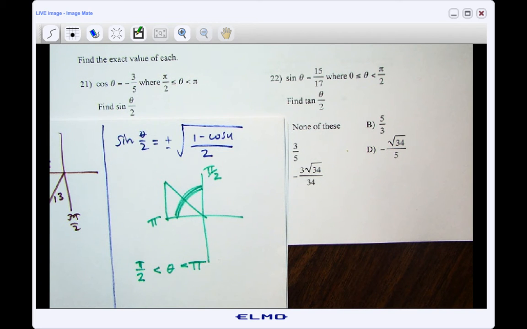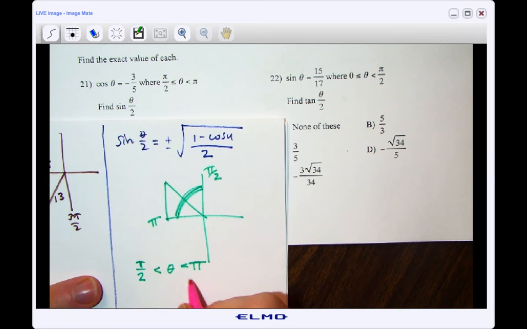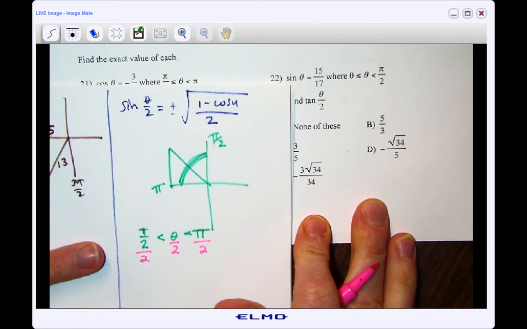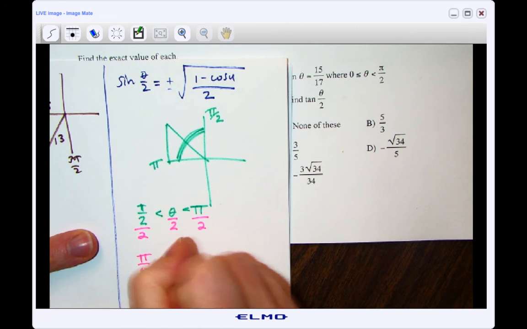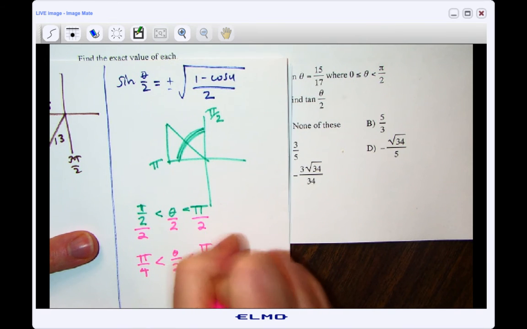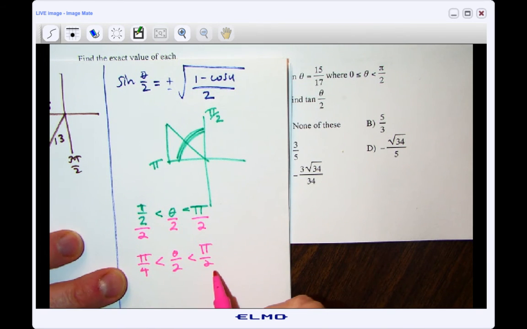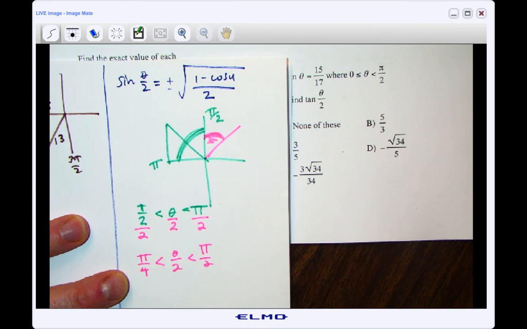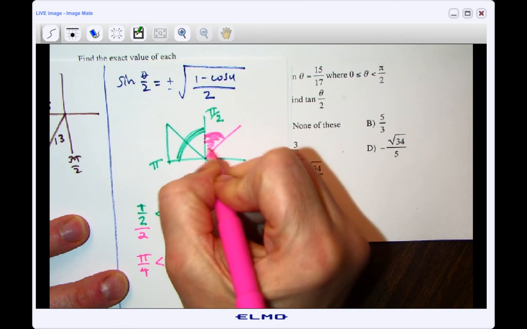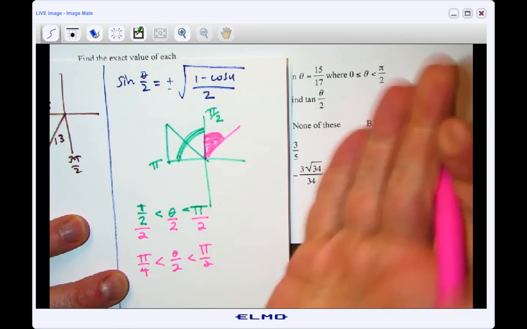So we need to know where theta over 2 lives. If theta lives in this quadrant, how would I figure out where theta over 2 is? Well, I would divide it by 2. And if I divide that one by 2, then I get to divide all of these by 2. So it's not going to tell me exactly what theta over 2 is, but it is going to tell me where it lives. So now I know that theta over 2 lives between pi over 4 and pi over 2. So I know the angle I'm looking for is somewhere in here. I don't exactly know how big it is, but it's bigger than 45 and smaller than 90.